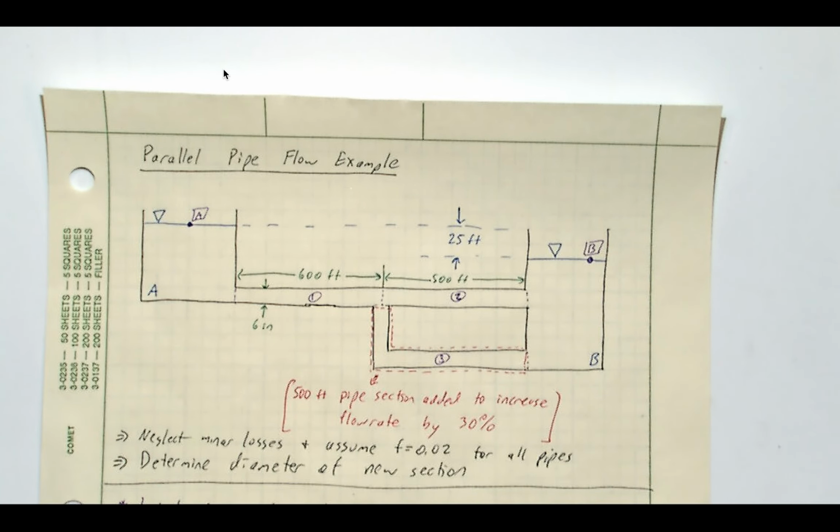Let's see, we don't need to find the friction factor here. It's given as 0.02, and we don't need to consider minor losses. They are negligible in this case. The goal here is to say what diameter the added pipe, pipe 3, needs to be to make the flow rate increase by 30%.